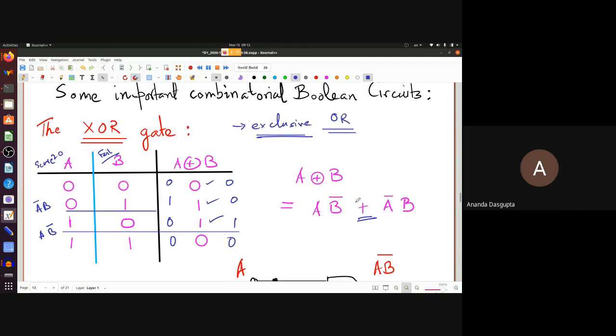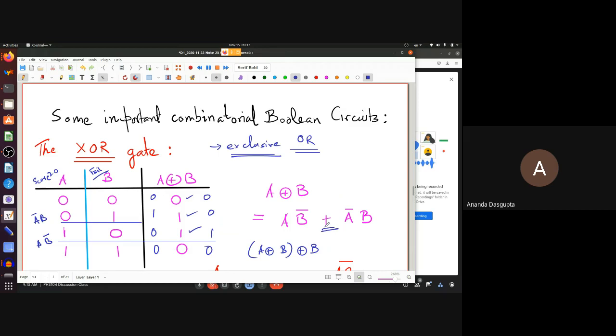The XOR actually happens to be a very important gate, despite the fact that it's not one of the standard gates. It's a very important gate for a very good reason. In fact, it happens to be a gate which is used very often in cryptography for this reason. Can anybody tell me what this is? If I did exclusive OR twice of A with B, what would the result be?